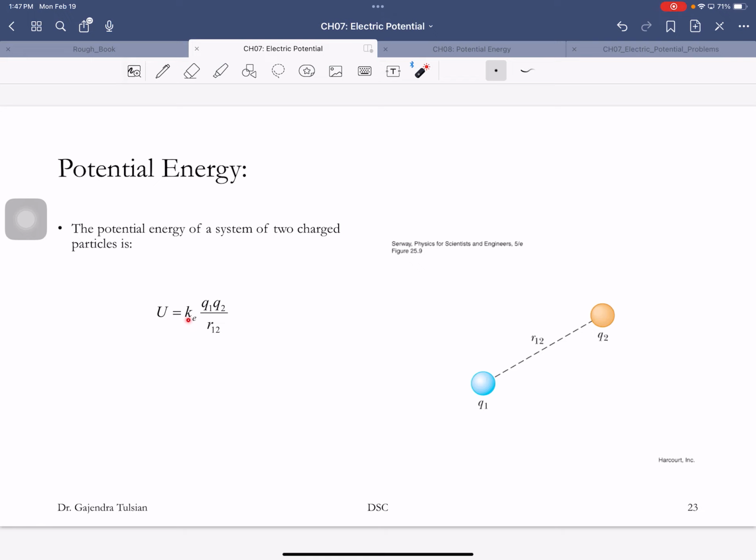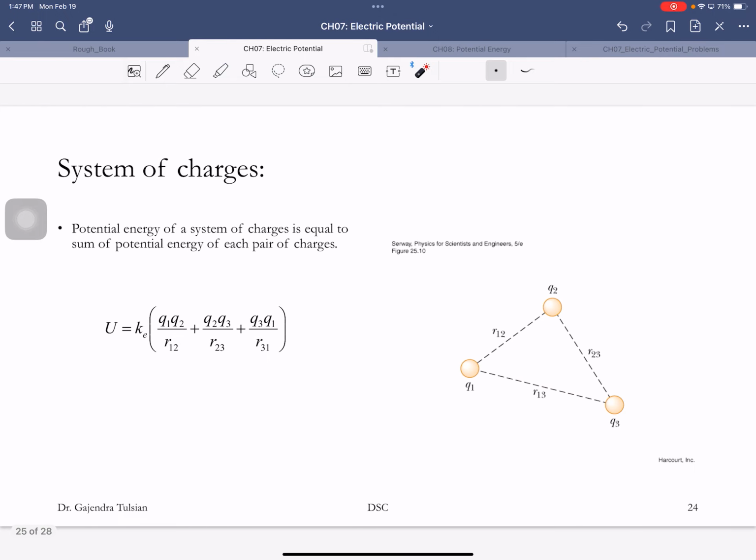Potential energy between 2 point charges is K Q1 Q2 divided by R, the distance between them. So this is potential energy. And if you have a constellation of charges, the potential energy is the sum of potential energy between all pairs, between this guy and that guy, okay?